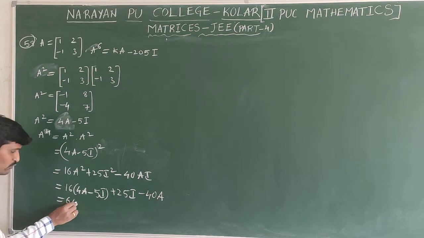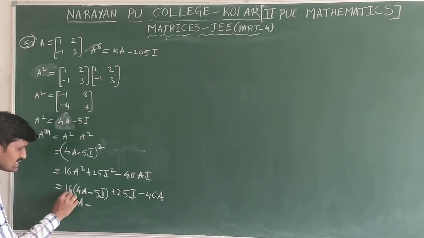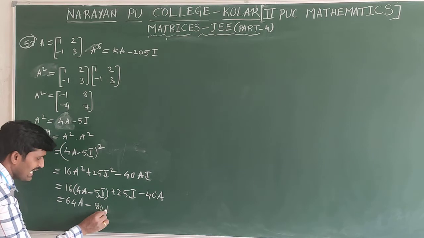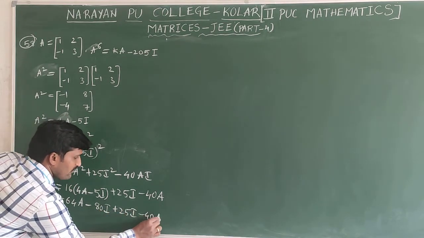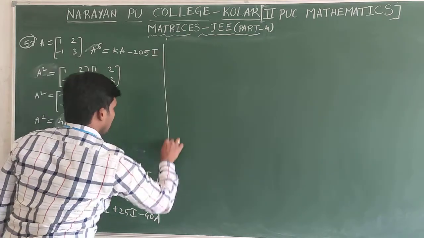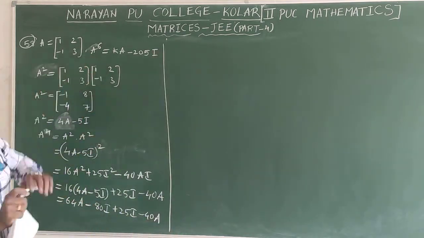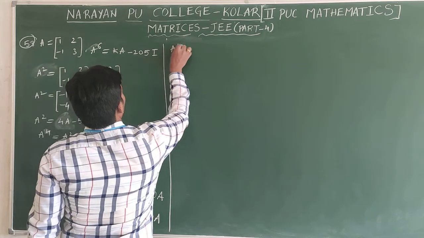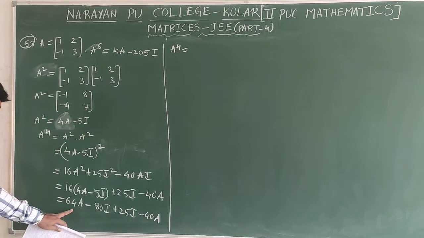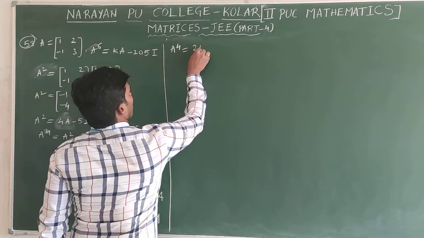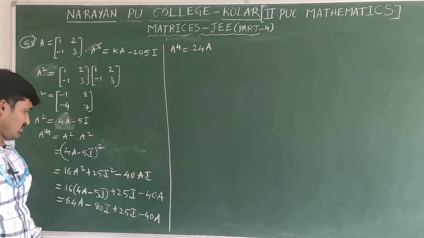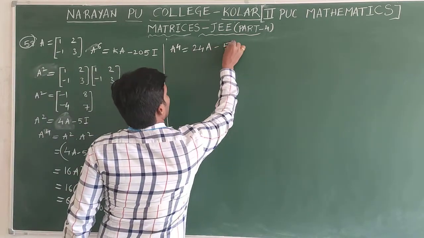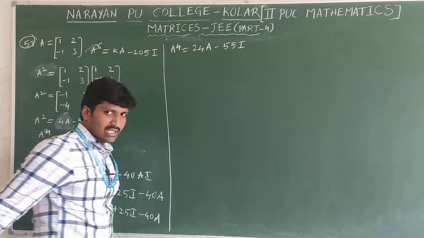Now here 64A minus 16 5s are 80I plus 25I minus 40A. Finally we need to get the equation in the form of A⁶. Now here A⁴ equals 64A minus 40A. How much will we get? Clearly 24A, minus 80I plus 25I. How much if you subtract? Minus 55I you will get.